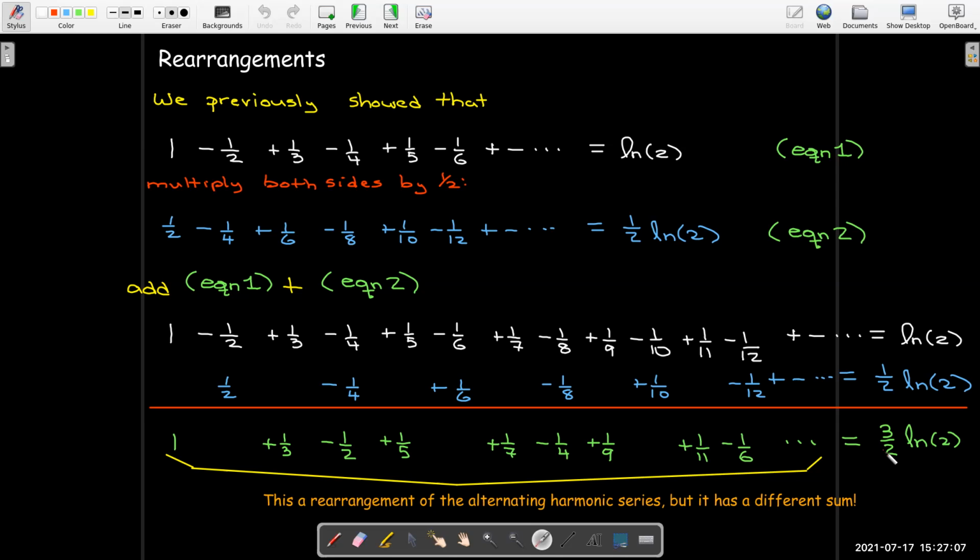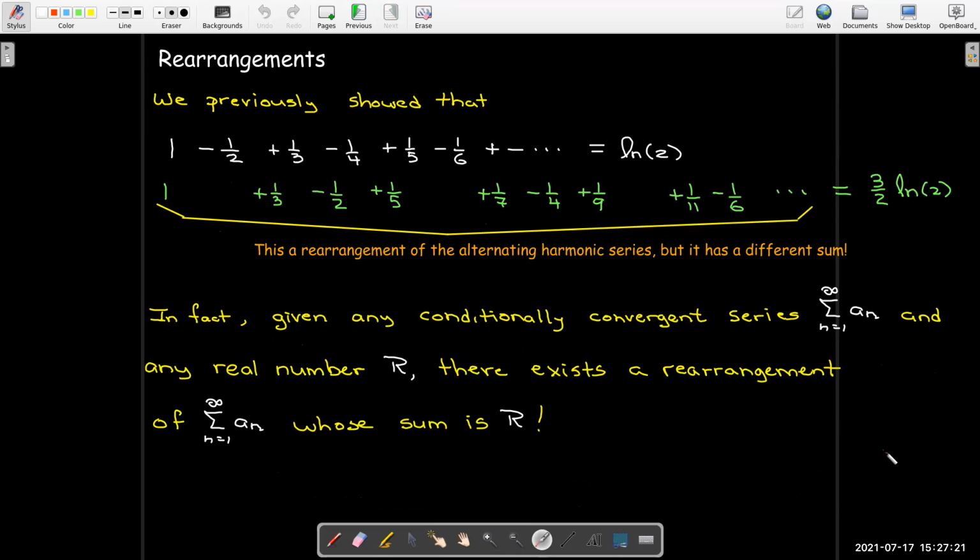So when I look at a rearrangement of a conditionally convergent series, I might get a different sum. In fact, if you have a conditionally convergent series and you pick any real number, capital R, there exists a rearrangement of the original series whose sum is R. Now, it might not be easy to find that, but you can show that it exists. So conditionally convergent series have some very interesting properties.